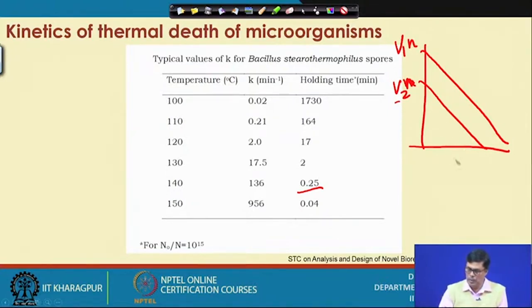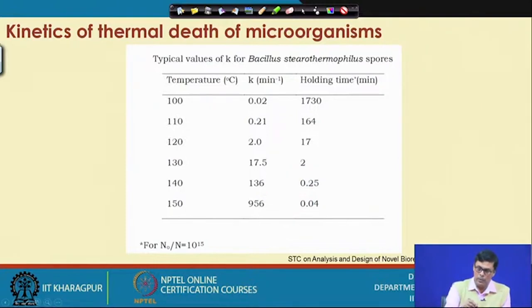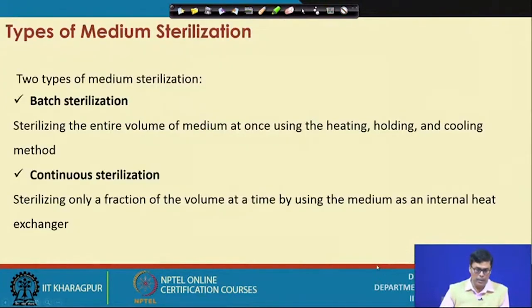So if this is the plot that you have, now in the case of the batch sterilization process, as you go from lab scale to commercial scale, you have to handle a huge amount of liquid. Naturally, the time requirement for sterilization will be very high. So this is one bottleneck, and the second bottleneck is the exposure time. Due to these two reasons, we don't use the batch sterilization process for sterilizing the media in the industry.